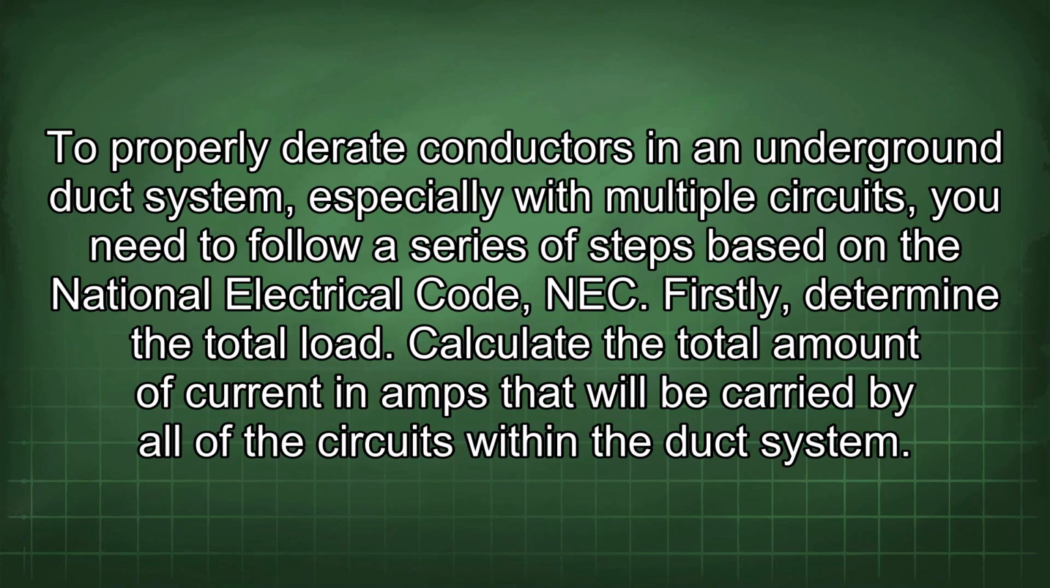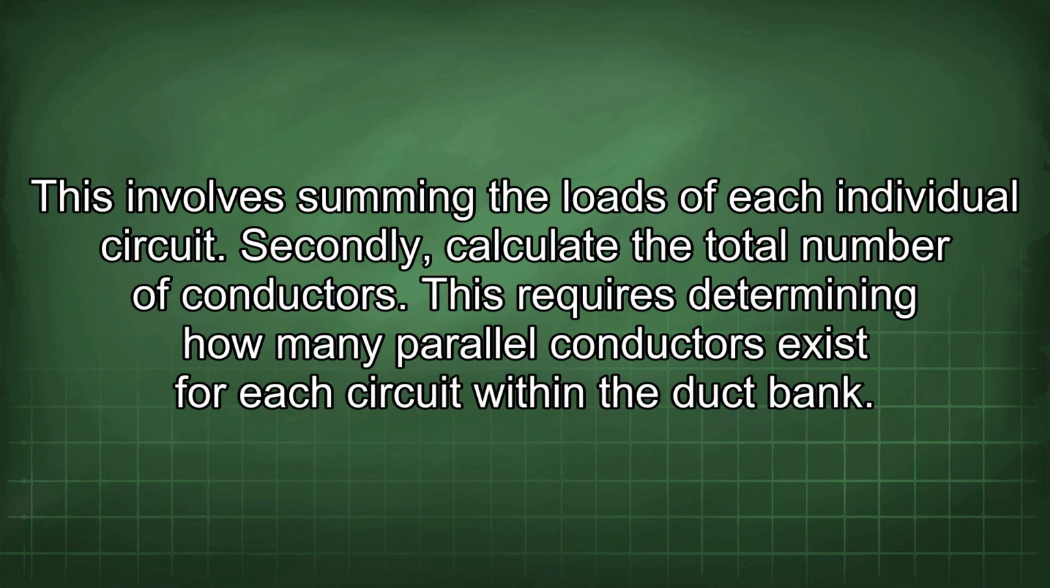To properly derate conductors in an underground duct system, especially with multiple circuits, you need to follow a series of steps based on the National Electrical Code (NEC). Firstly, determine the total load. Calculate the total amount of current in amps that will be carried by all of the circuits within the duct system. This involves summing the loads of each individual circuit.